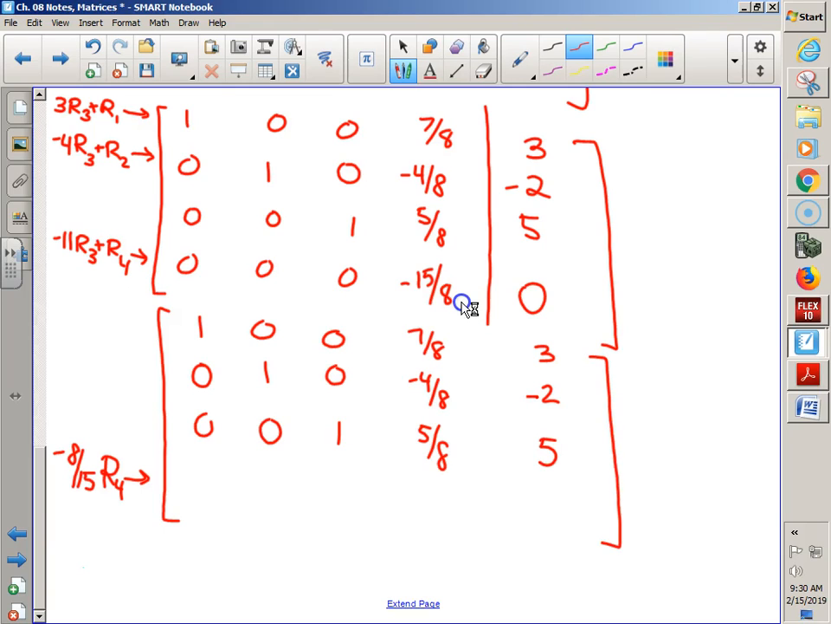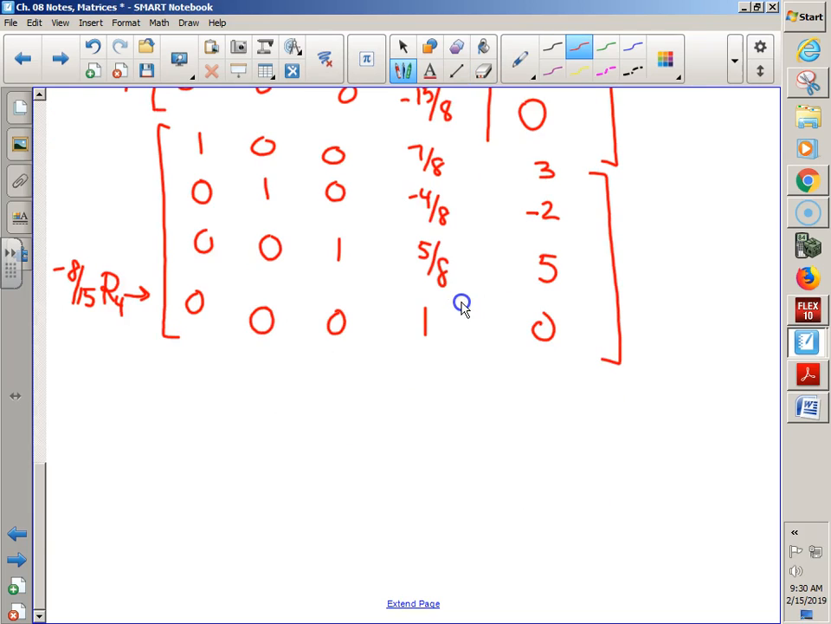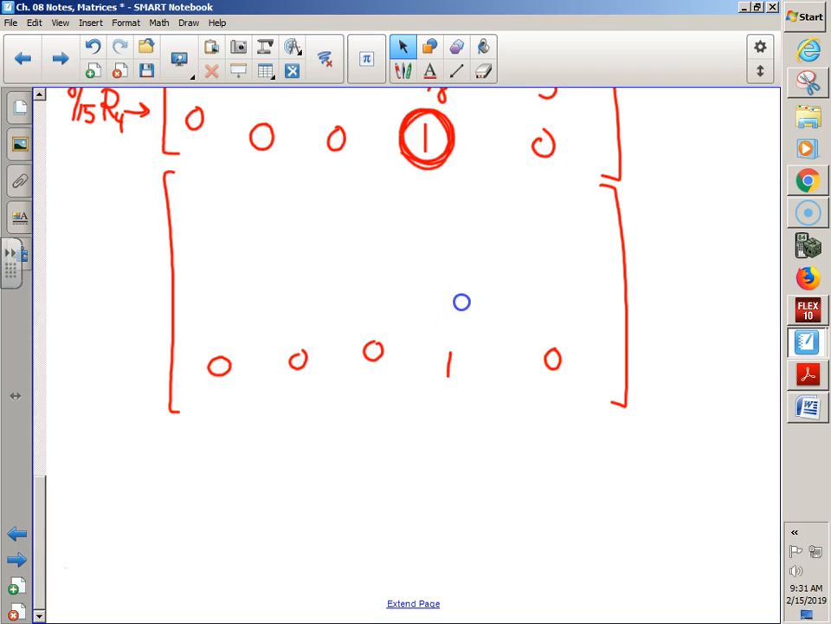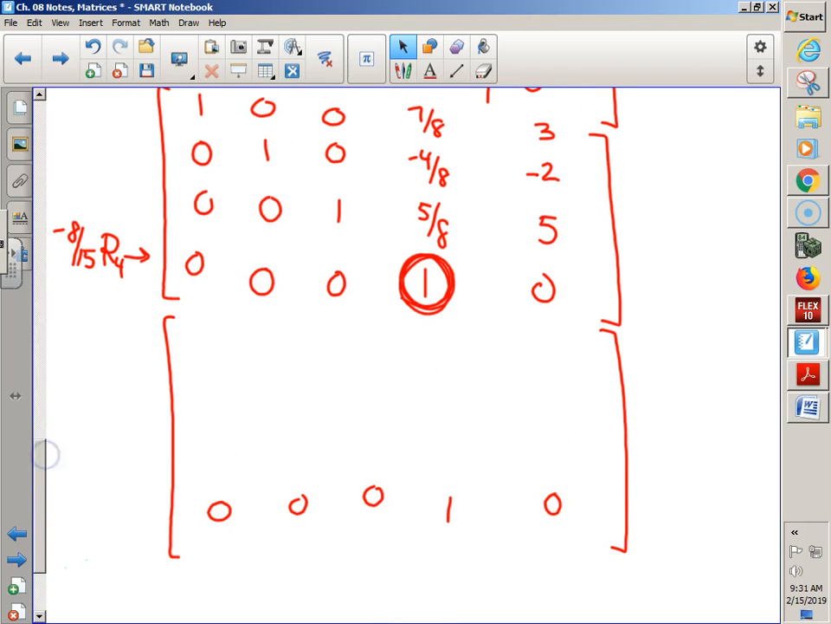I'm just on that bottom row. So 0 times anything, 0. 0 times anything, 0. 0 times anything, 0. This guy times his reciprocal, 1. 0 times anything is, well, that was nice. So now what? I have my 1. I need to get zeros. And the only way to get zeros is to multiply by the opposite and add. The only way to get zeros is to multiply by the opposite of what's currently there and add.